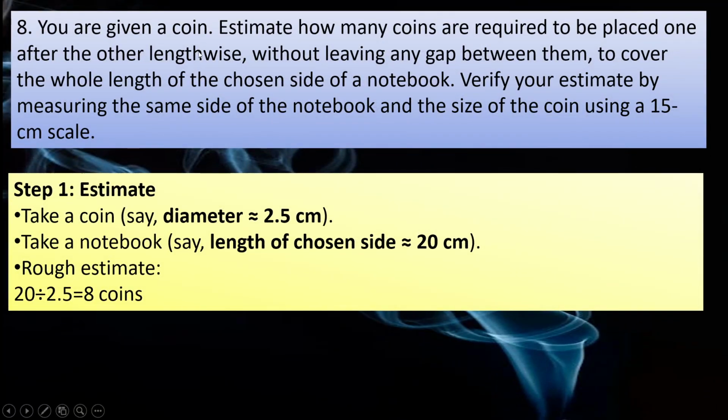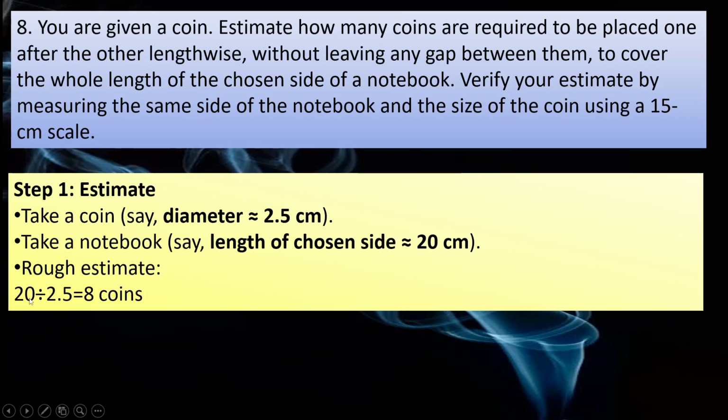Eighth one, you are given a coin. Estimate how many coins are required to be placed one after the other lengthwise without leaving any gap between them to cover the whole length of a chosen side of your notebook. Verify your estimate by measuring the same side of the notebook and the size of the coin using a 15 centimeter scale. Step 1, estimate. Take a coin, say diameter of 2.5 centimeters. Take a notebook, say the length of side of 20 centimeters.